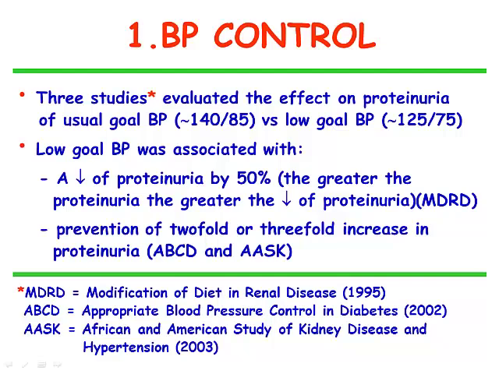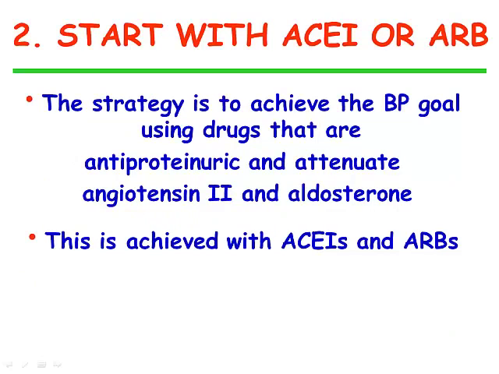was the reduction of proteinuria in MDRD studies. While in the other 2 studies, the reduction of blood pressure to low goal prevented 2-fold or 3-fold the increase of proteinuria. Second point, start with ACE inhibitors or ARB.